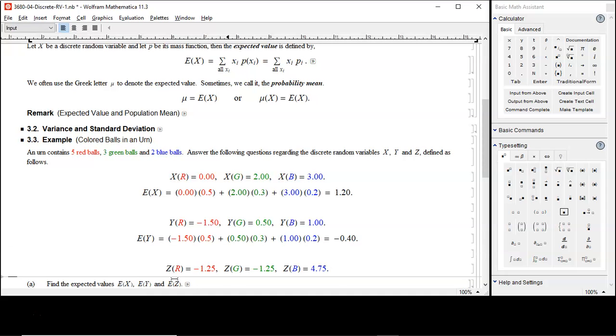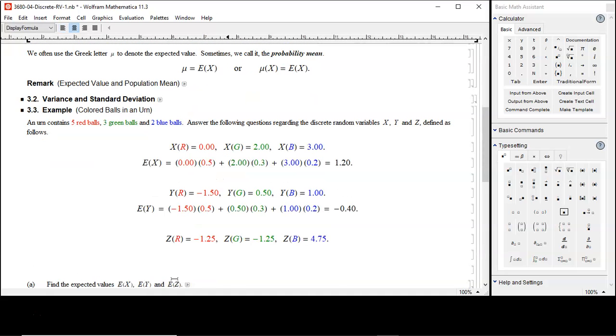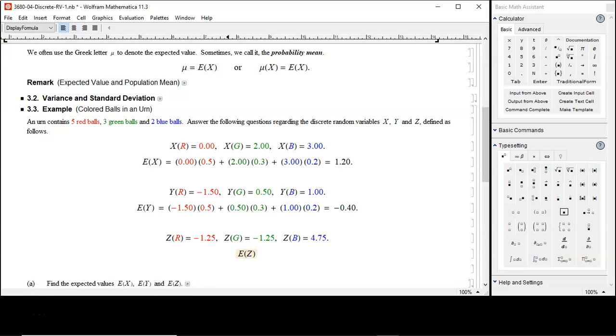How about the third game here? Payoff is negative 1.25. And then what's the probability? There's no difference between red and green, so put them together. So there are 8 such balls. So this is a quantity we are looking for, right? So that's blue. And that's for blue. And this one is for either red or green.